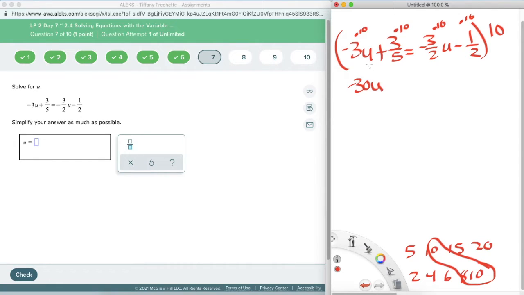The reason we're multiplying by 10 on here is it's going to eliminate our fraction. Because remember, I'd have 3 times 10, which is 30, divided by 5, which is 6. I can also do the division first and go, well, 10 divided by 5 is 2, and then 3 times 2 is 6. So it just depends on which way you want to do that.